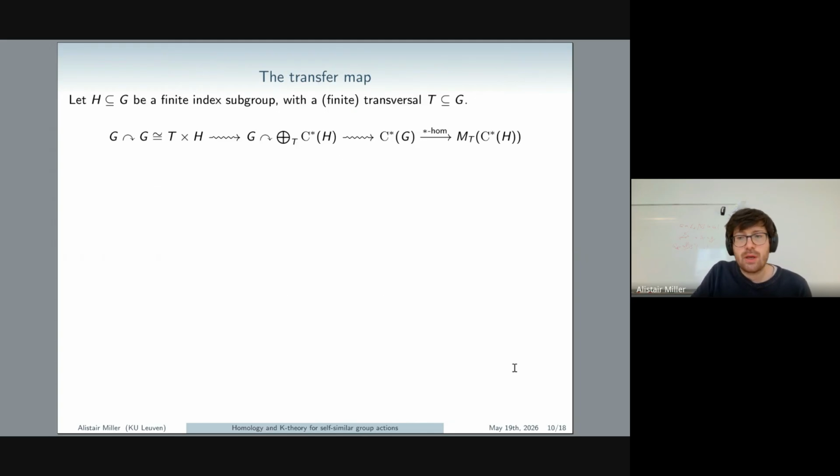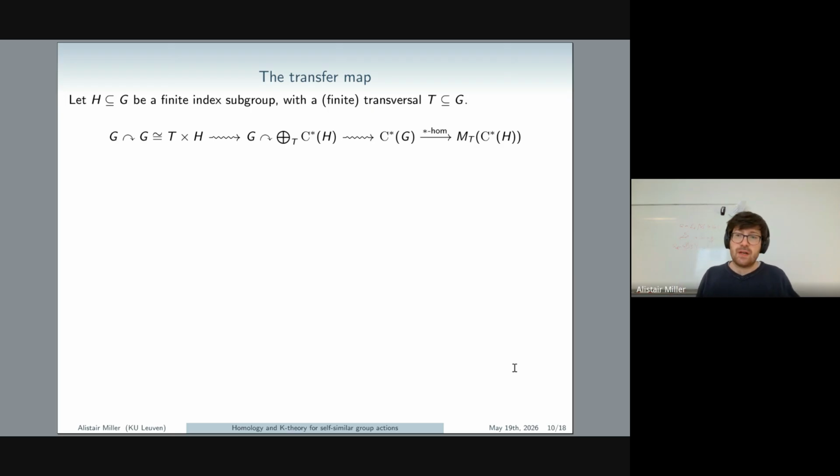Okay. So the other ingredient is the transfer map. And this works whenever you have a finite index subgroup. In our case, it's going to be the stabilizer. And I'll just sketch for you how this works in K-theory, but really we called this the transfer map because the analogous thing in homology is very well established and has been called the transfer map for like a century. Maybe this thing in K-theory must be known and called something somewhere, but it seemed sensible to call it the transfer map in this context.